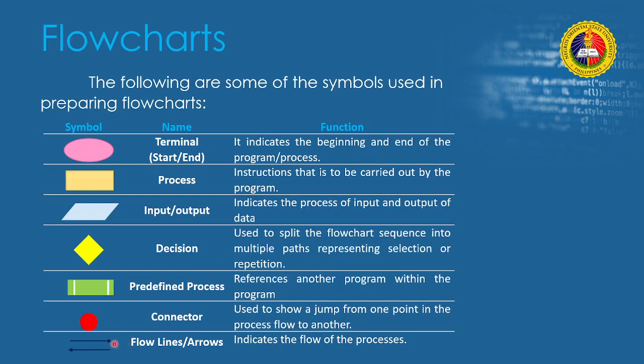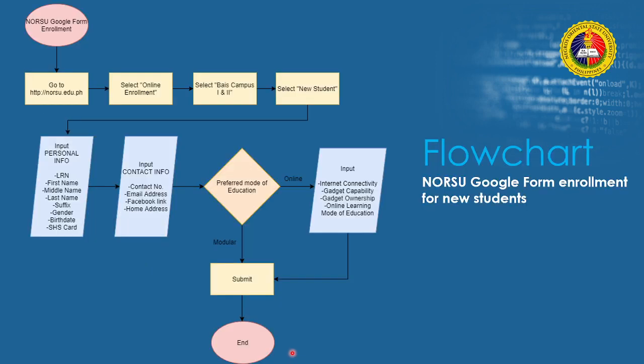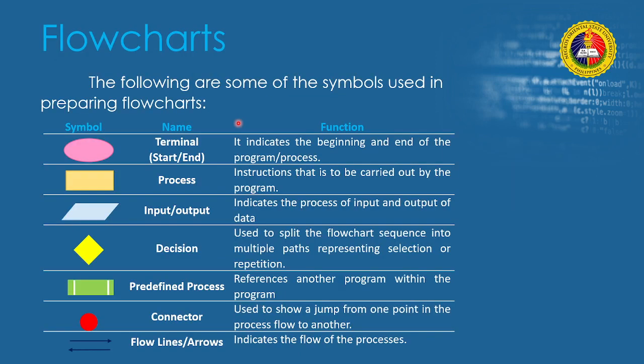And then lastly, we have flow lines and arrows, which indicate the flow of the process. Just like this, we know that this would come first before this, because of the arrow, right? So we know where the next step is because of the arrow. Actually, these are not the only symbols in flowcharts. However, these are the symbols that are most commonly used, especially for us in programming. But if we're going to deal with actual software development, there are many more symbols.